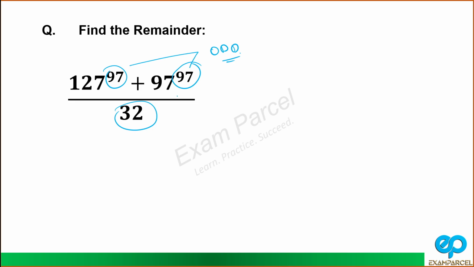Now if you notice the pattern, generally this should be divisible by 127 plus 97, and this is nothing but 224. Okay, I think there is a mistake here actually. So there is a mistake.